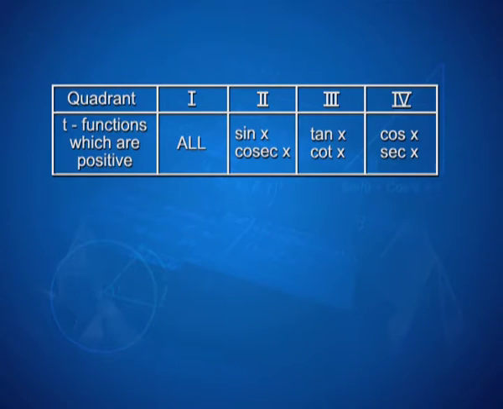This can be summarized as quadrant and the trigonometric functions which are positive. First quadrant, second quadrant, third and fourth quadrant. In the first quadrant, all the trigonometric functions are positive. In second quadrant, sin x and its reciprocal are positive. In the third quadrant, tan x and cot x are positive. In the fourth quadrant, cos x and sec x are positive.